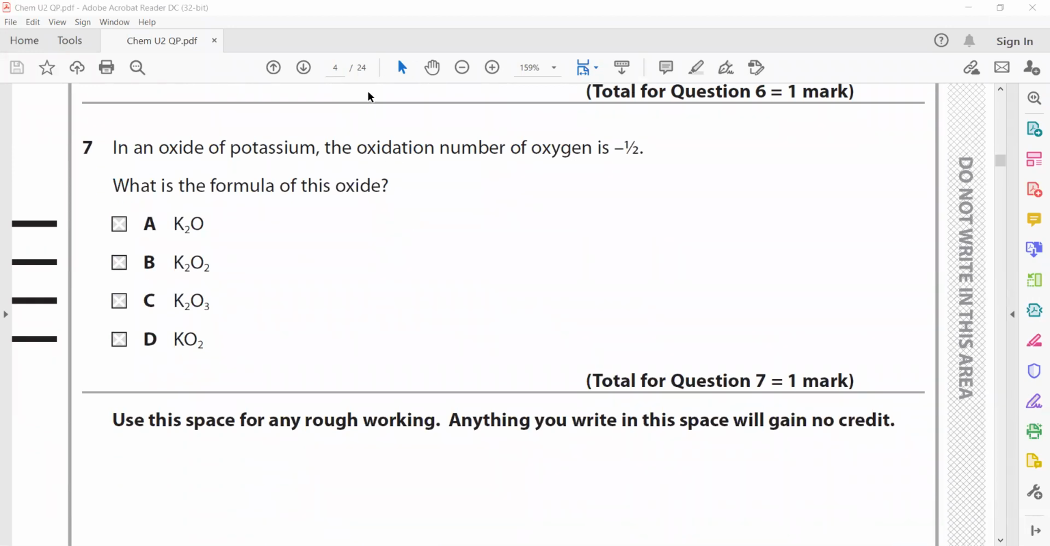In an oxide of potassium, the oxidation number of oxygen is minus half. What is the formula? So potassium is plus 1 and the oxidation number of oxygen is minus half. When we simplify this valency, it will be plus 2 and minus 1, because the ratio of 1 to 1/2 is 2 to 1. And then we cross multiply, so it will be KO2. D will be the right answer.